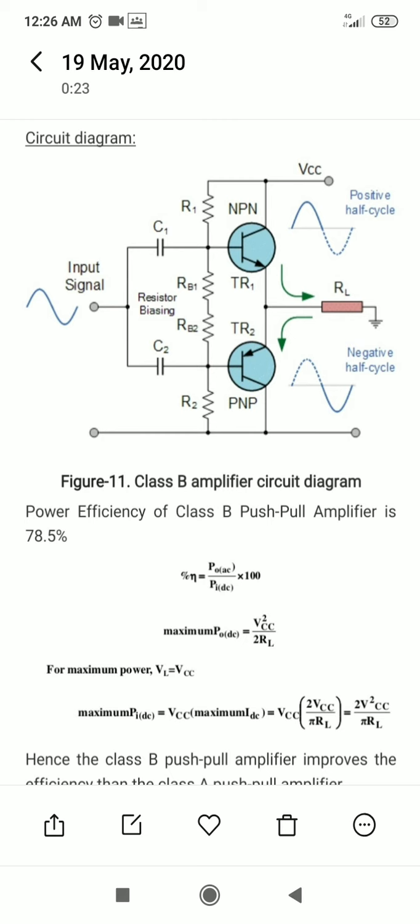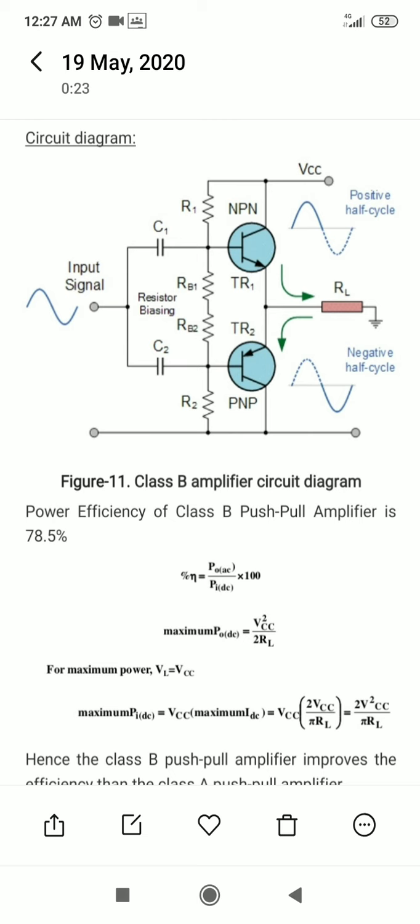Today we will study experiment number 4, that is, study the working of complementary symmetry class B push-pull amplifier and calculate the efficiency. The objective of this experiment is to study the working of class B push-pull power amplifier and calculate its efficiency.